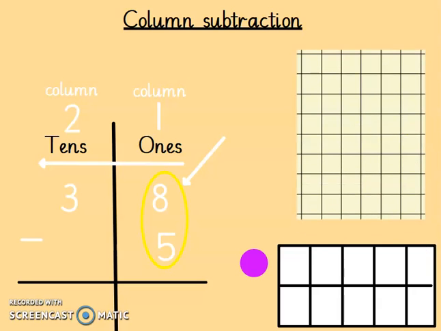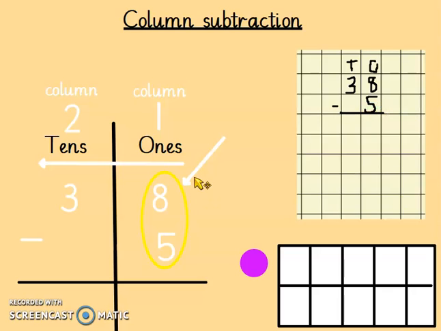So I've got, let me just write my tens and 1 symbols to help me. I've got 38, and I am taking away 5. Well, that's not very straight, is it? Let me try my best.